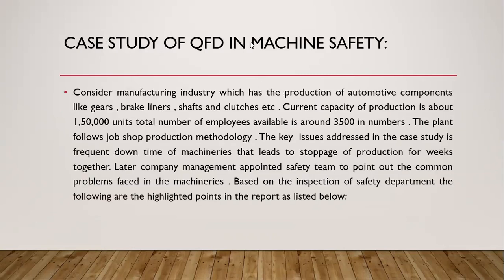Next, we will see the case study of quality function deployment in a machine shop safety line. In this case study, a manufacturing company has an auto manufacturing production, producing the primary components for the auto industry. The current production capacity is 1,50,000 units, with an employee strength of 3,500. The plant follows a job shop production methodology.